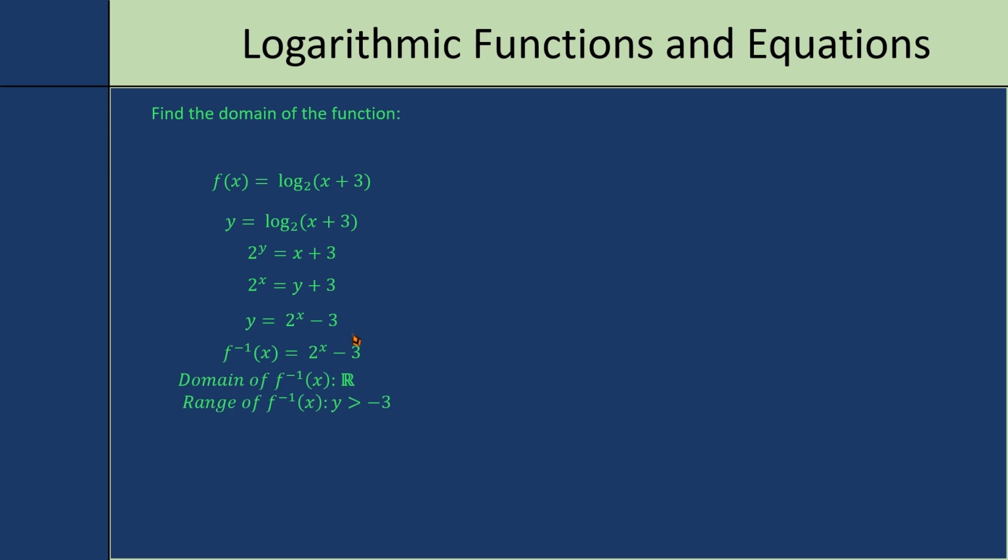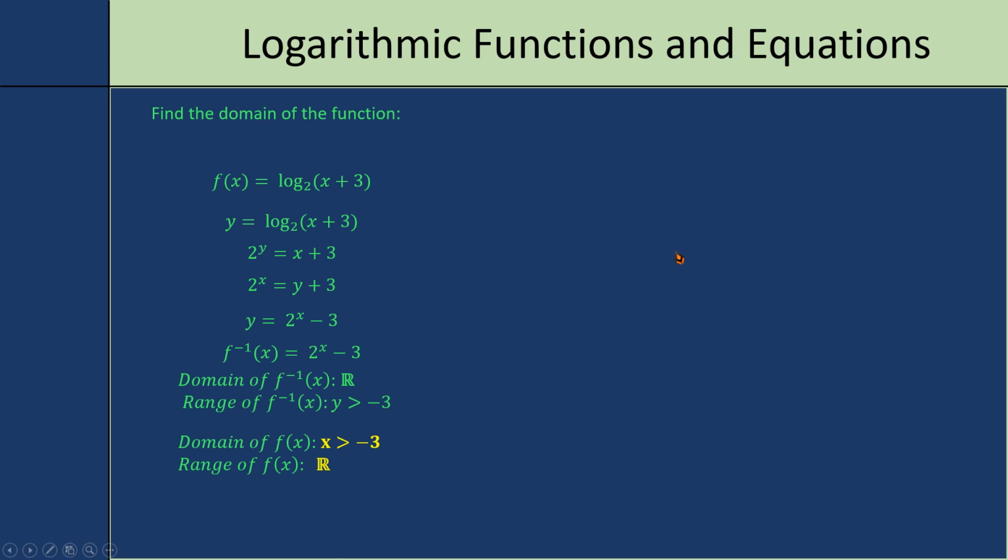Now here, my domain is all real numbers. My range is y is larger than negative 3. I take these and I swap them. Then I have the domain and range of the original function. So the domain is x is larger than negative 3. I took that from the range. And the range is from the domain, so now it's all real numbers.